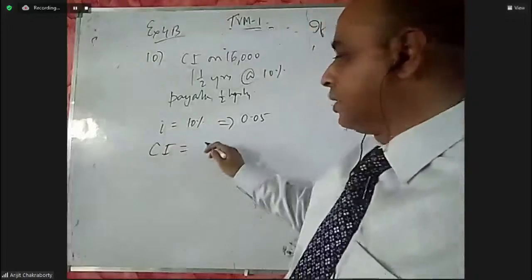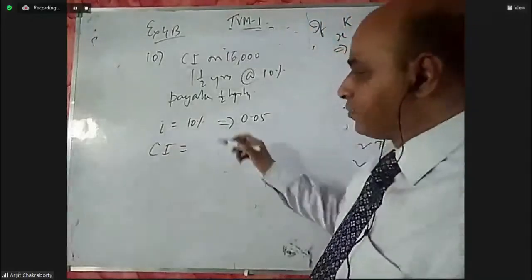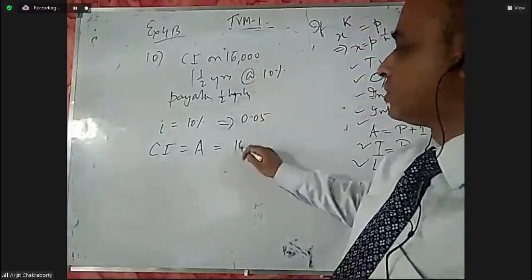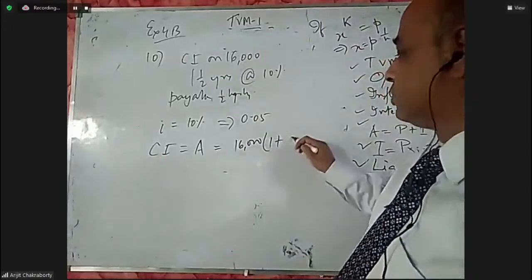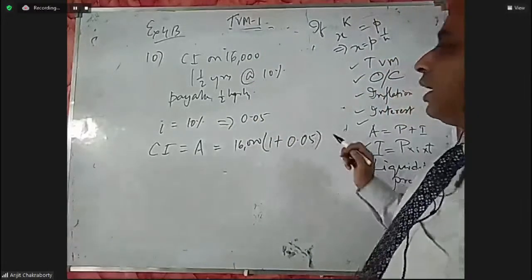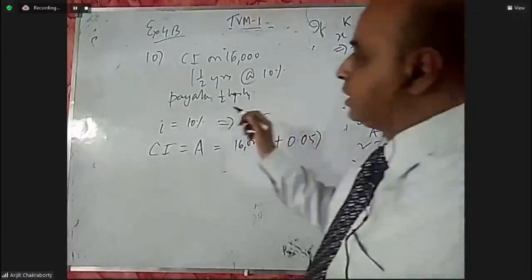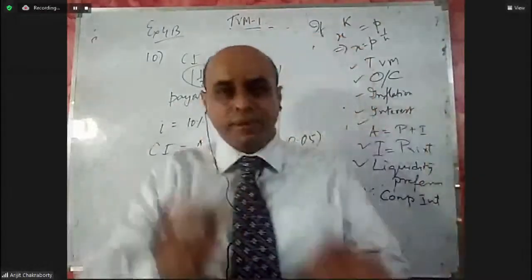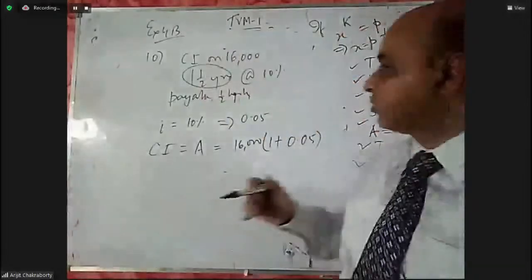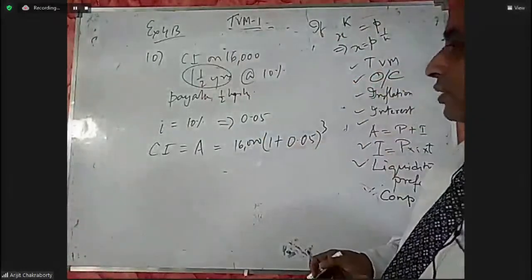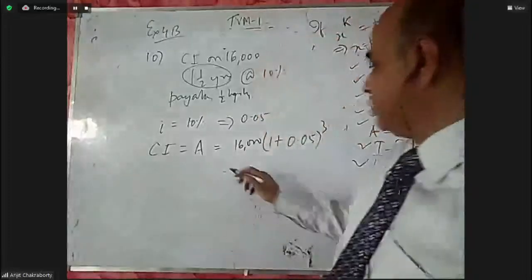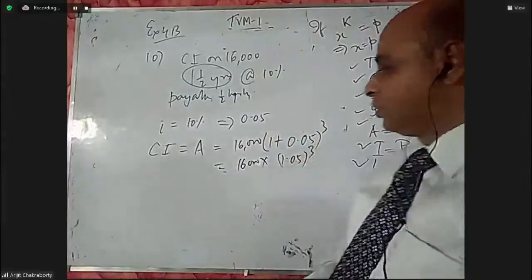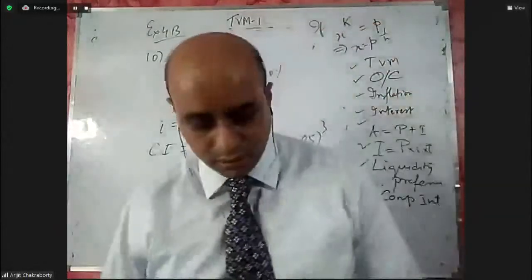Let us just work out the compound interest. In fact, let us see the amount first. Amount is equal to 16,000, the principal, into 1 plus interest rate 0.05, and since it is payable half yearly and the total duration is 1.5 years, that means n is equal to 3. Half year, half year, half year, 3 times. So this to the power 3 gives you the amount: 16,000 into 1.05 to the power cube. Let us work it out.